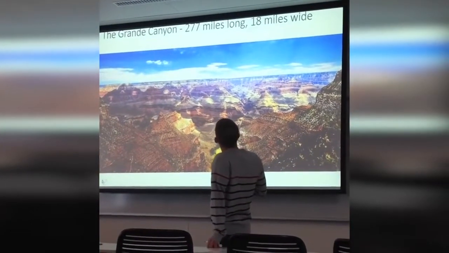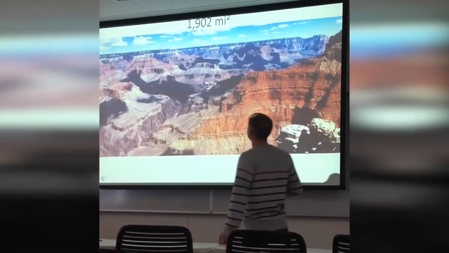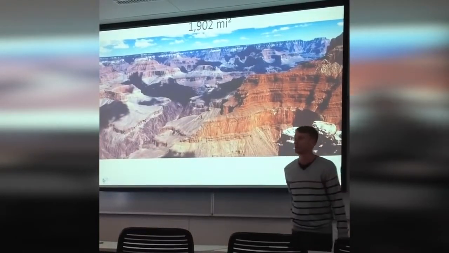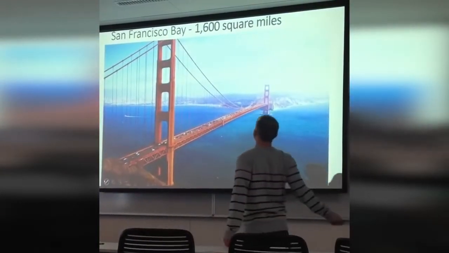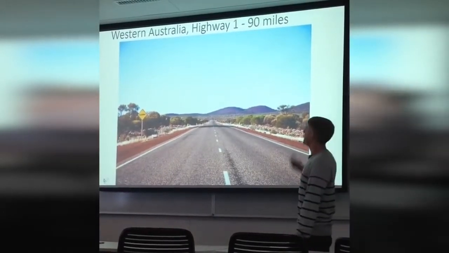Grand Canyon, at one point it's measured 277 miles long, 18 miles wide. Another measurement is 1,900 miles squared, flat, straight across. San Francisco Bay, 1,600 miles squared. Western Australia, Highway 1, 90 miles squared.